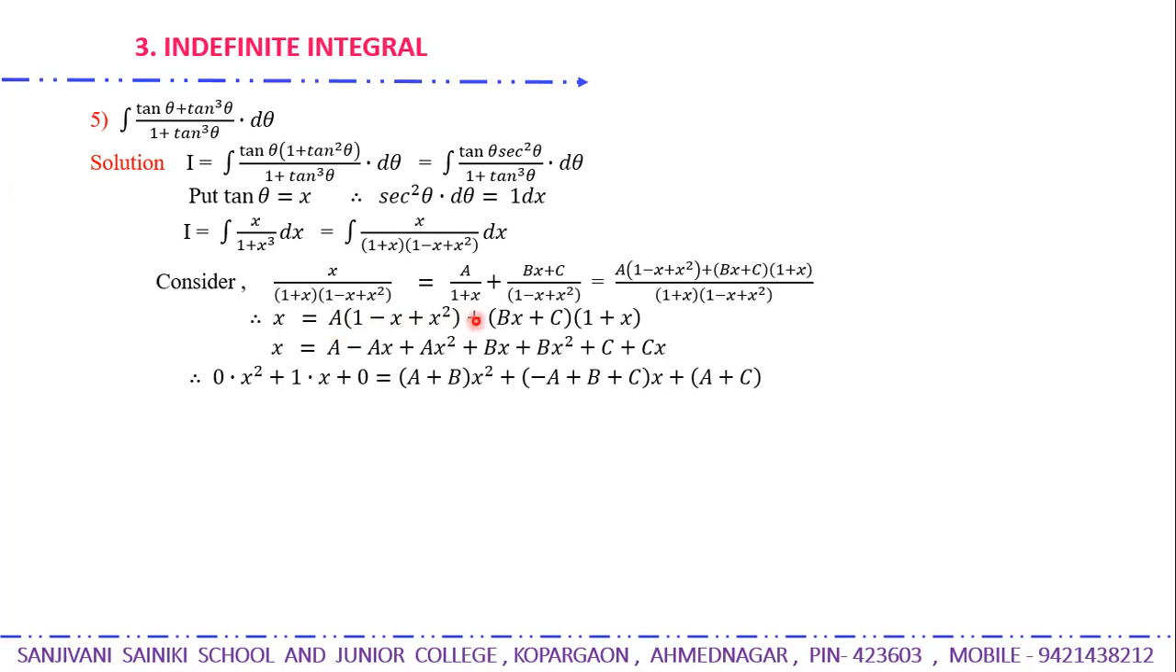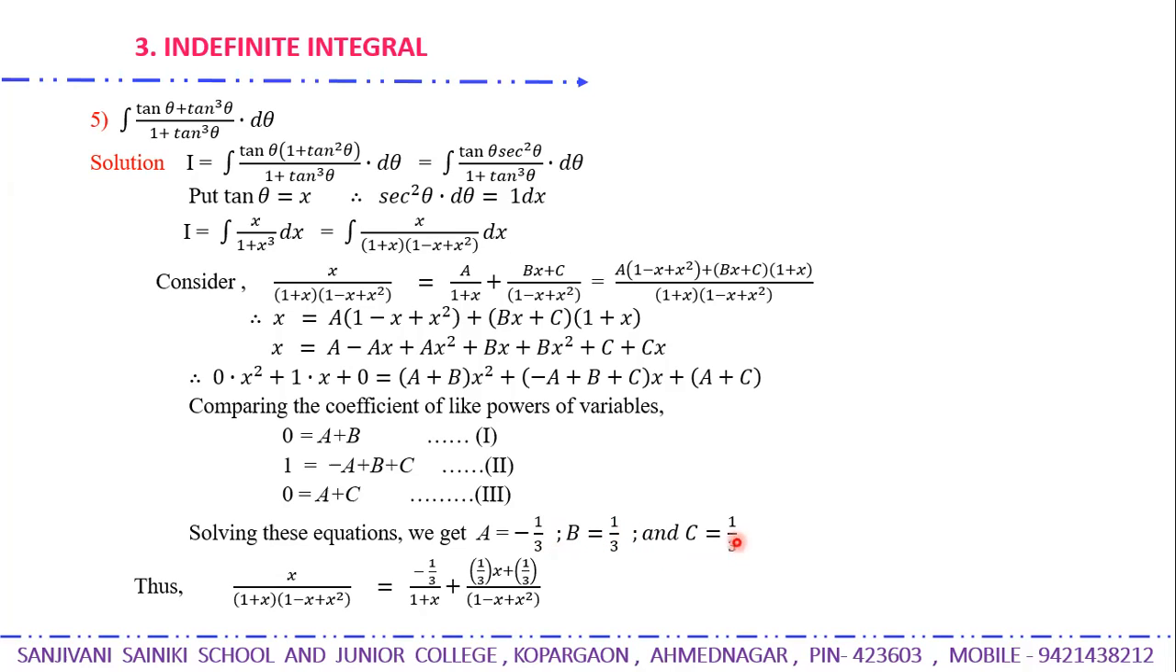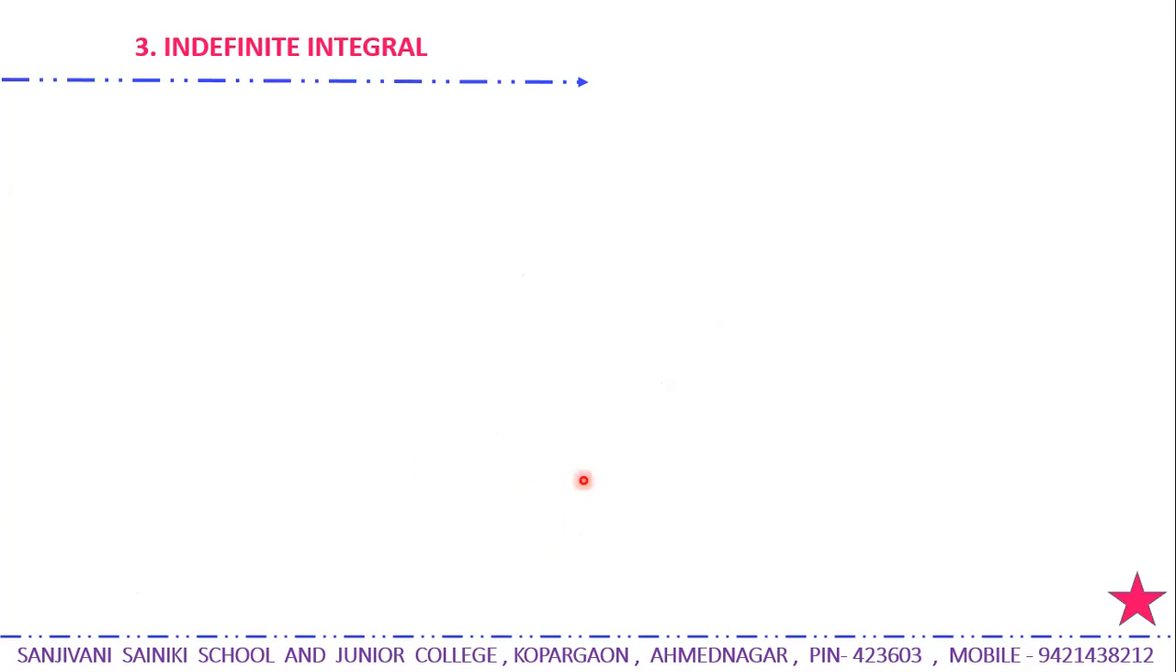Or the other way is to just multiply all these terms together. Multiply this factor by a, multiply these two factors with each other, collect the coefficient of x square, collect the coefficient of x, collect the coefficient of constants, and then equate to the left hand side. A plus b is equal to 0, a minus b plus c is equal to 1, a plus c is equal to 0. Then solve these three equations simultaneously. You will get a is equal to minus 1 upon 3, b is equal to 1 upon 3, and c is equal to 1 upon 3. So these are the partial fractions of the given problem.